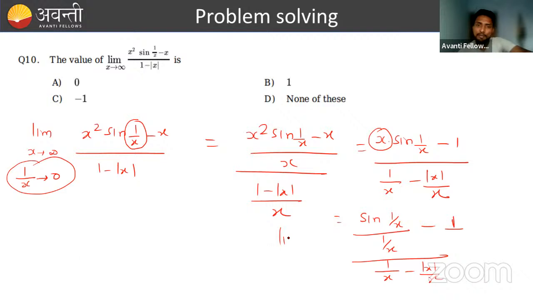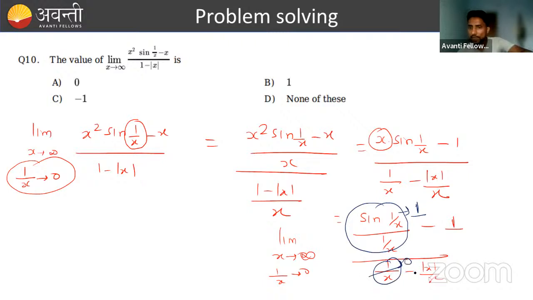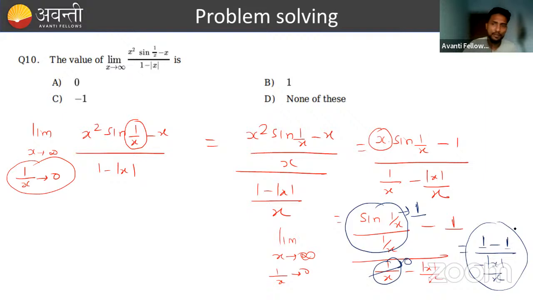So now if limit x tending to 0, and 1 by x tending to infinity, what will happen now? This will become 1, this is 1 only. This will become 0. And this is minus of mod x by x. So what we are going to get is 1 minus 1 divided by minus of mod x by x. So this we have got 1 minus 1, it is 0. Now I think you can see what I have done, the calculation part.